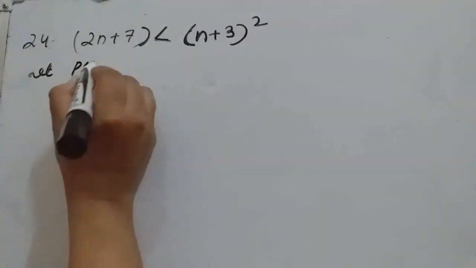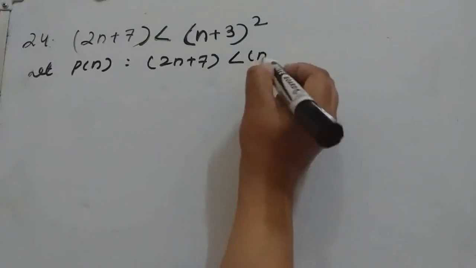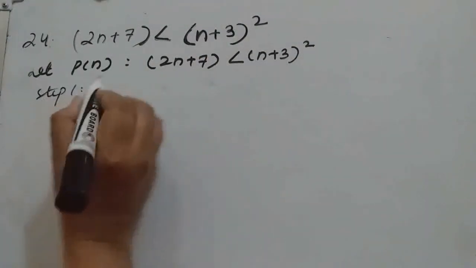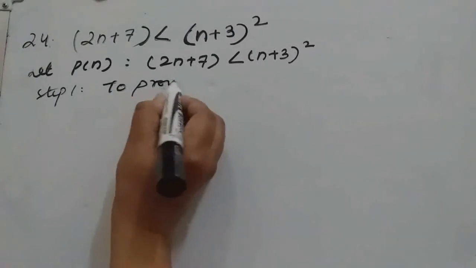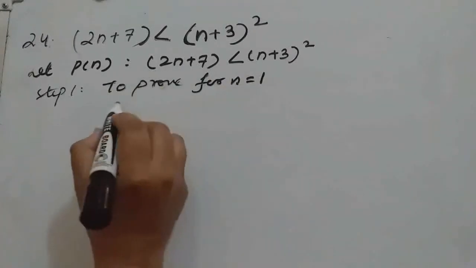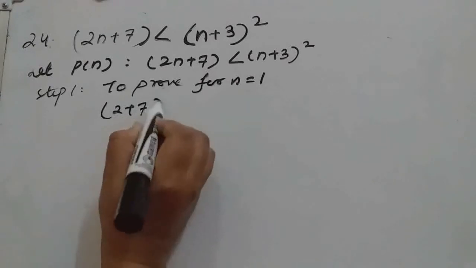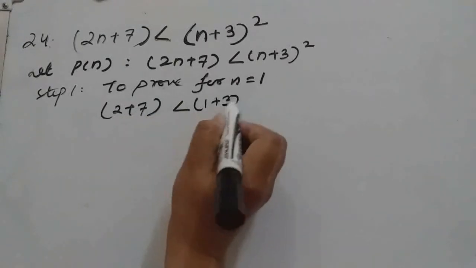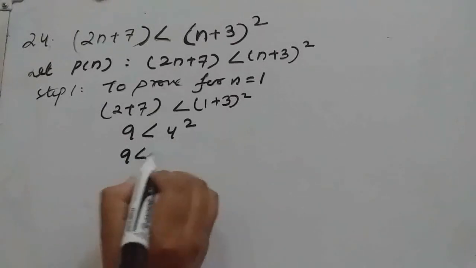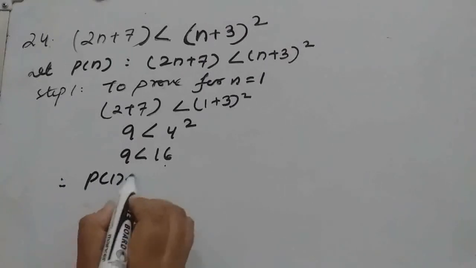Let Pn be the statement, okay. Step 1, to prove for n equal to 1. So see, we will consider this expression. 2 plus 7 is less than 1 plus 3 whole square, that is 9 is less than 4 square, 9 is less than 16. So this is true, yes. So therefore p of 1 is true.